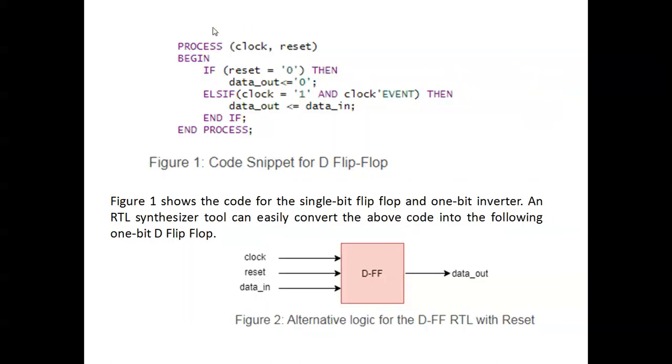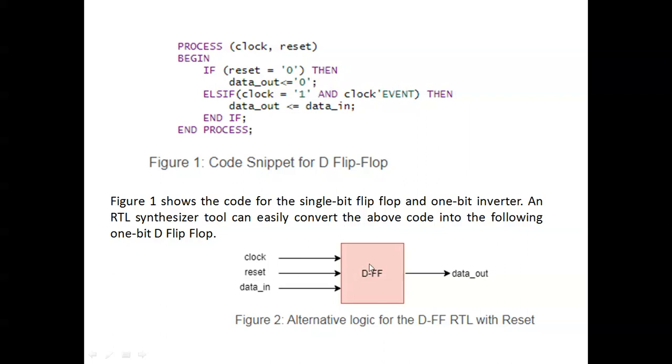So this is the basic process. There is a D flip-flop with clock, reset, data in, and data out. This is the RTL of a D flip-flop with reset. Here the process is with clock and reset, and begin. This is the basic D flip-flop program. The clock is there, the reset function is there. If reset is 0, then the data output is 0.